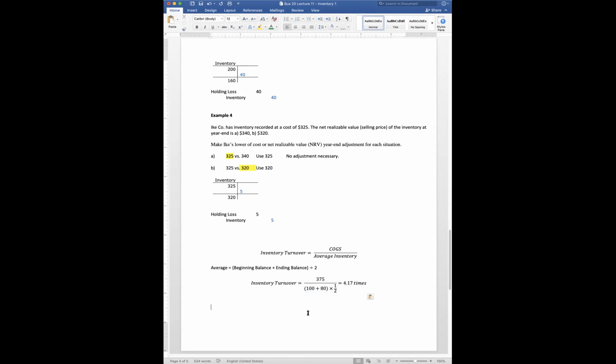Okay, what does that mean? It means that inventory turns over 4 times a year. A turnover means that we stock up with inventory and then completely sell it out.